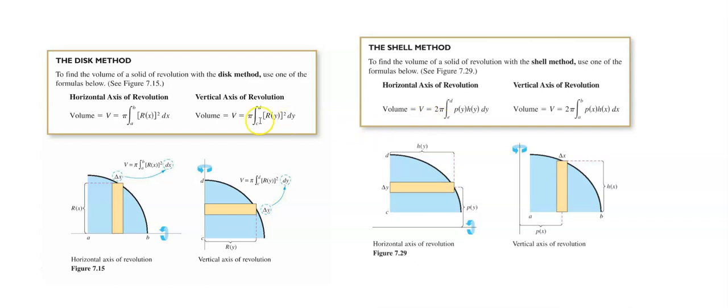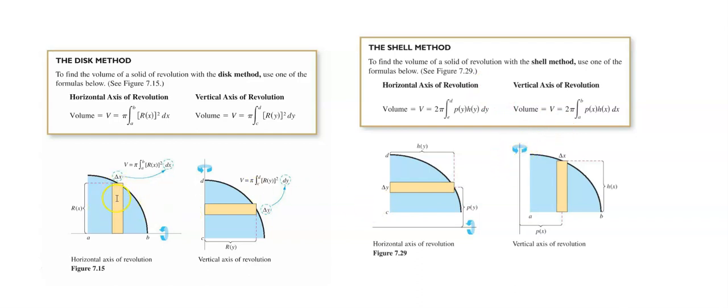So you can see that putting the two methods side by side, and depending on which type of function you're given, whether it's solved for y or for x, it may make more sense to use one method over the other. Generally speaking, you like to keep your rectangles vertical if at all possible. Since the shell method uses rectangles that are parallel to their axis of revolution, you want to use the shell method whenever you have a vertical axis of revolution.